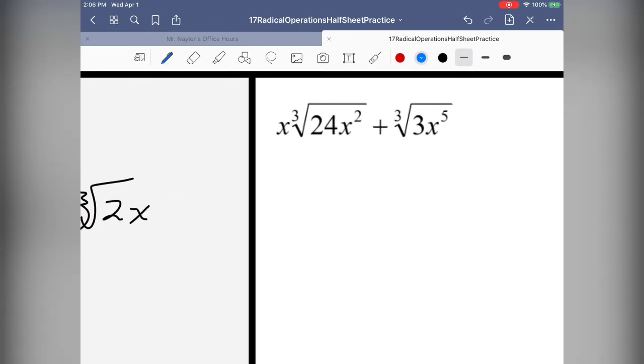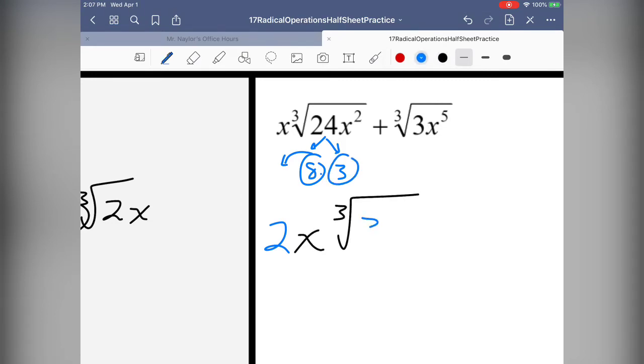Got to break down 24. 24 breaks down to be an 8 and a 3. The reason I'm using 8 is because 8 is going to be a perfect cube root. It's going to have a perfect cube root. So the number 8 is able to come out. It comes out as a 2. You know, there's already an x out there. What else? The 3 is left behind, and x squared didn't change.